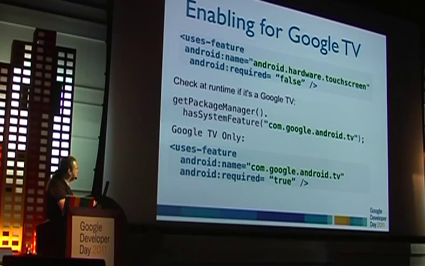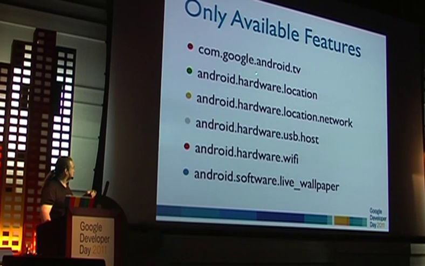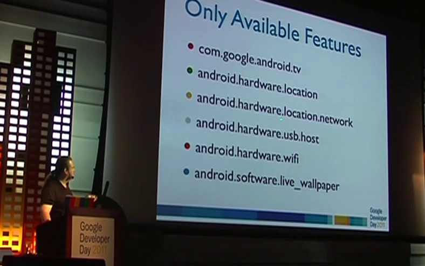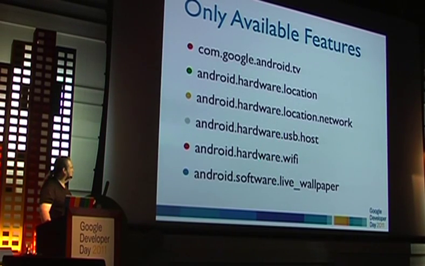And if you want your app to be Google TV only, say so: com.google.android.tv required is true. These are the only features you can require. Please ask for them only if you need them. TV, location management, location by network, to be a USB host, Wi-Fi, and live wallpaper.